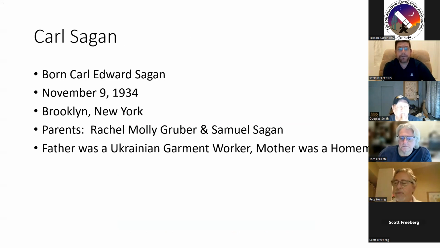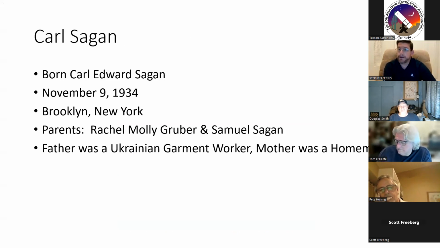So a couple background things about him. He was born Carl Edward Sagan, November 9th, 1934, in Brooklyn, New York. And his parents were Rachel Molly Gruber and Samuel Sagan. His father was a Ukrainian garment worker, and his mother was a homemaker.